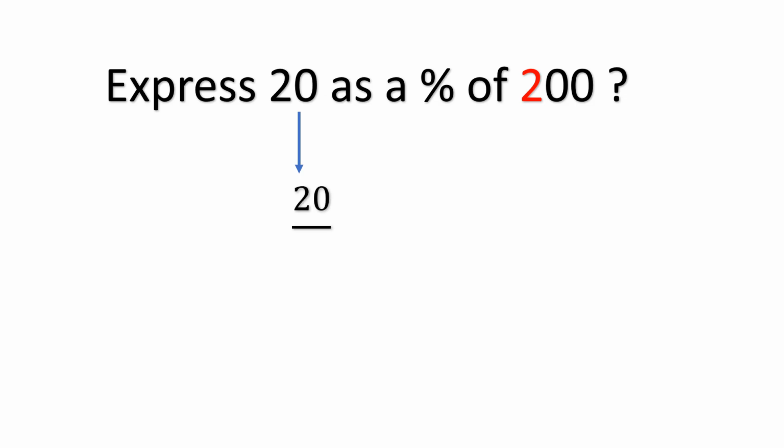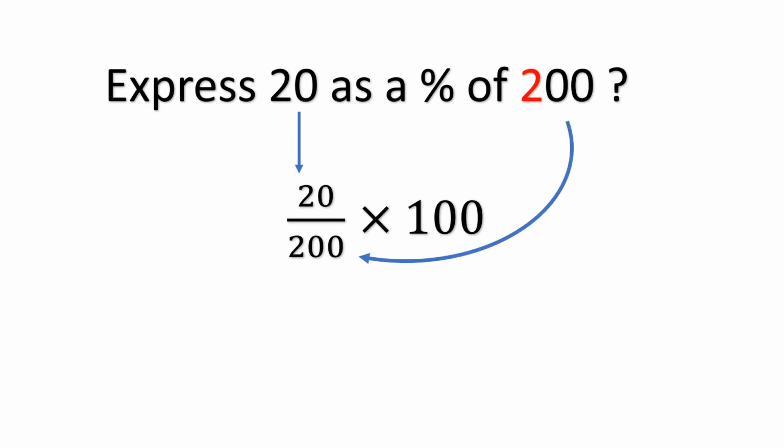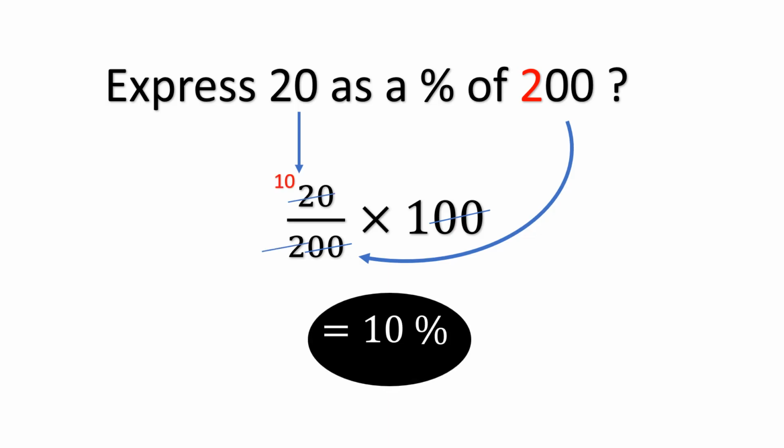20 is our given quantity, divided by 200, our other quantity. Step 2, multiply this by 100. How to multiply? You can strike the two zeros of 200 with the two zeros of 100, and then we are left with 20 divided by 2. So 2 times 10 is 20. Our answer will be 10%.